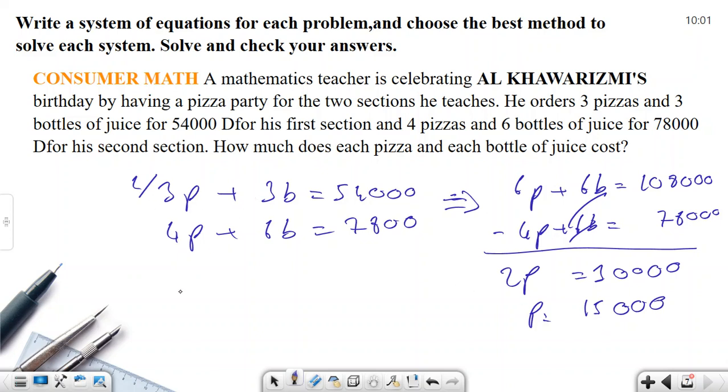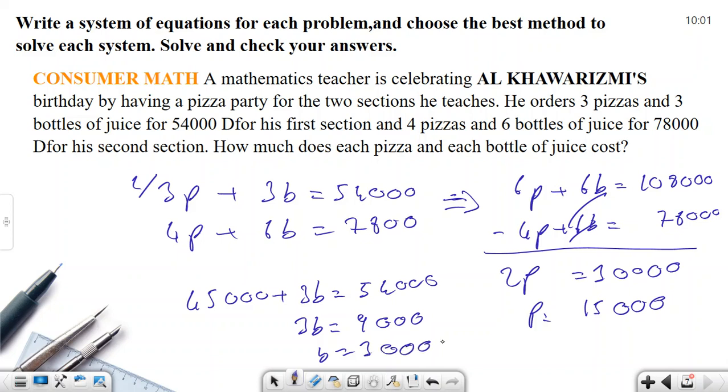I can use the first equation. 3 times 15 is going to be 45,000 plus 3 bottles of juice equals 54,000. So minus 45 from both sides, 3 bottles of juice equal 9,000. A bottle of juice equals 3,000. The cost of pizza and juice: 1 bottle of juice is 3,000, 1 pizza is 15,000. That's how we solve this type of question. I hope what I told you is clear. Thanks for listening.